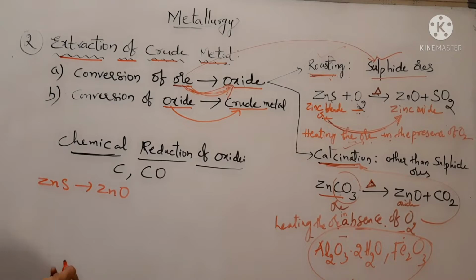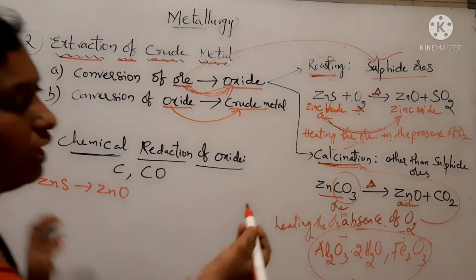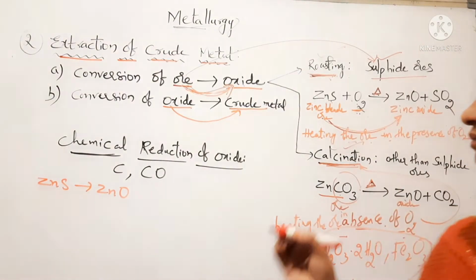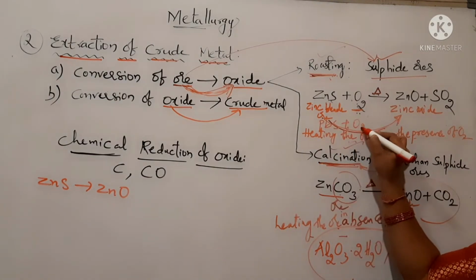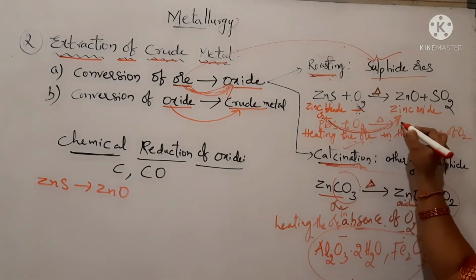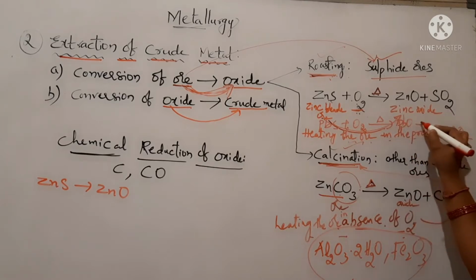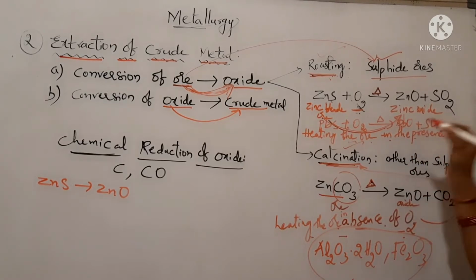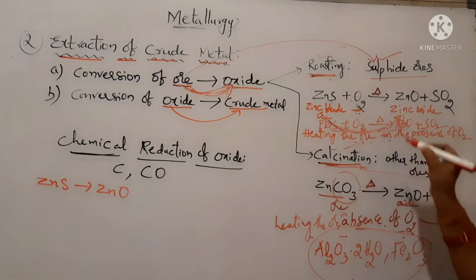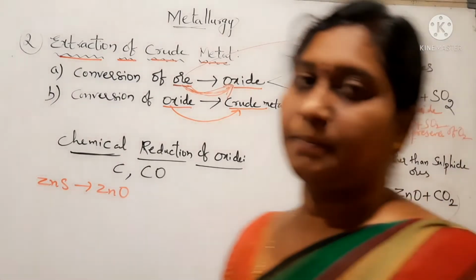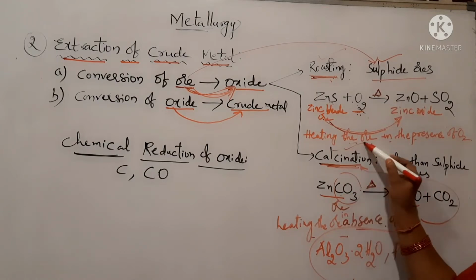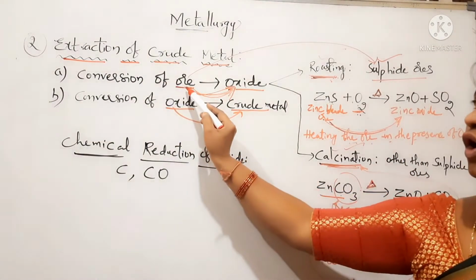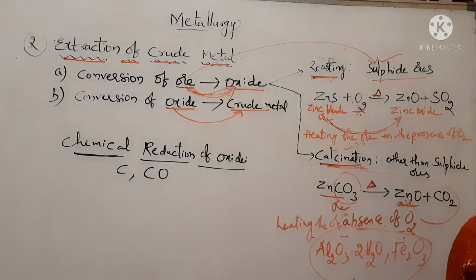If you want one more example, you take PbS. PbS when heated in the presence of oxygen converts into PbO plus SO2. So galena is converted into oxide. If it is other than sulfide and oxides, then you have to go for calcination. So ore is converted to oxide.